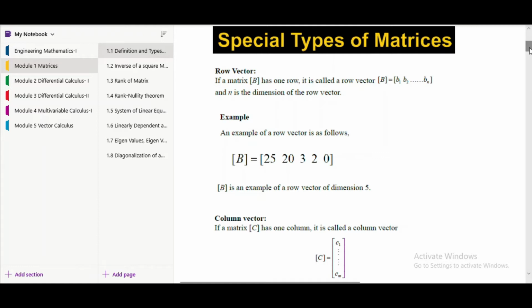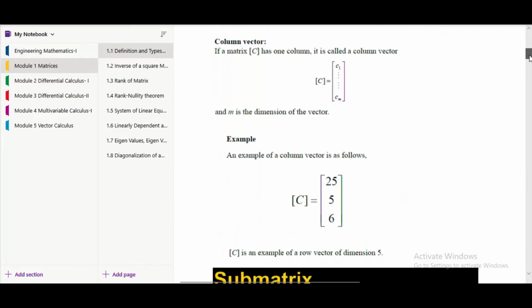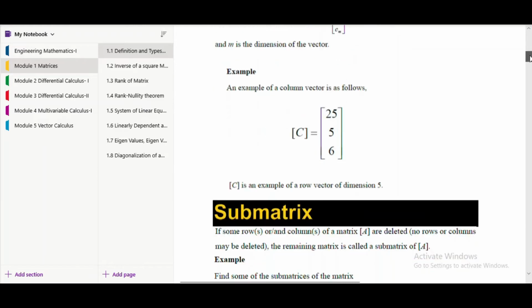Similarly, we can define a column vector. If a matrix C has one column, it is called a column vector. The elements are placed vertically like this: C1, C2, C3, Cm, and m is the dimension of the vector. An example of a column vector is given here. The elements are 25, 5 and 6, which are placed vertically in a single column.